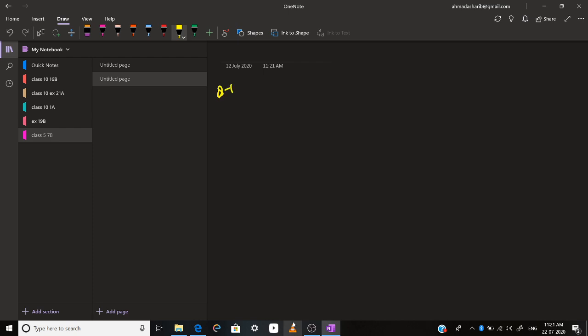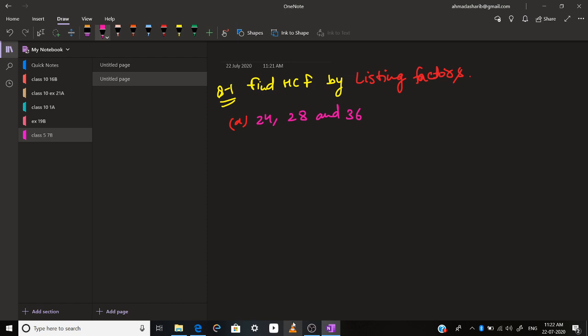So question 1 says find HCF by listing factors, and part A is 24, 28 and 36. So we have to find the factors of 24, 28 and 36 first.